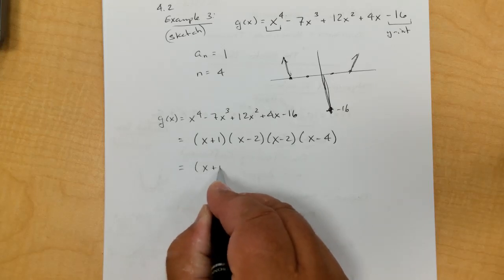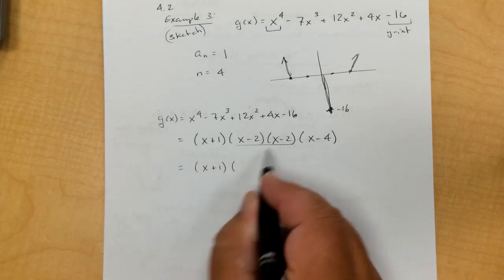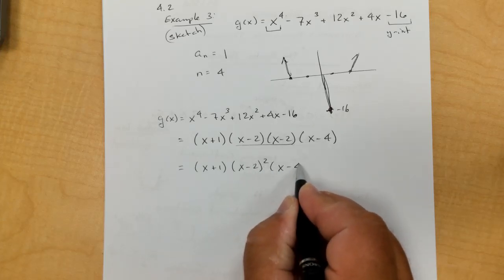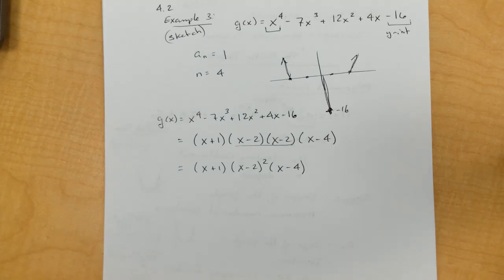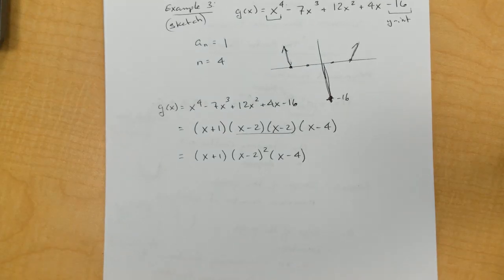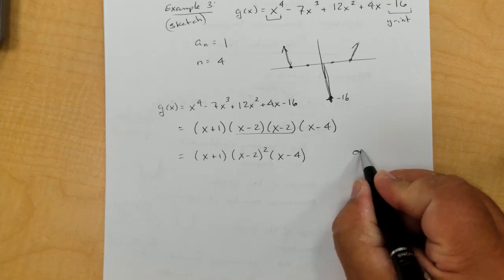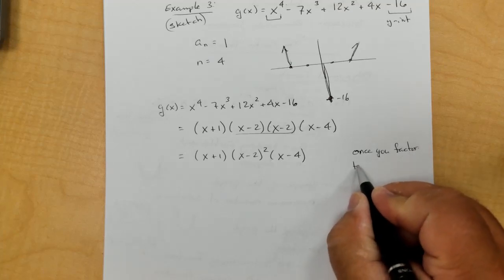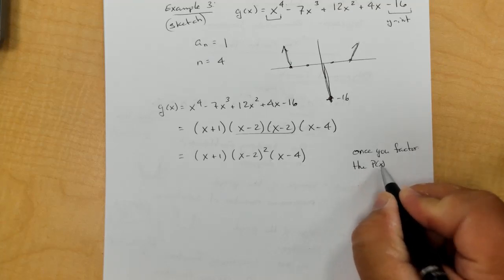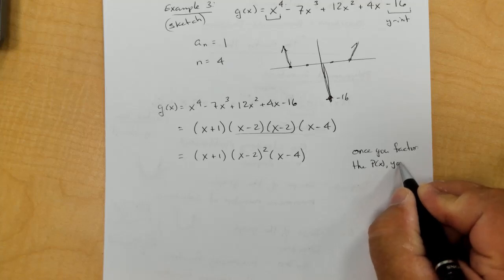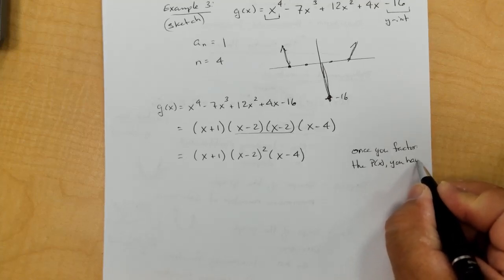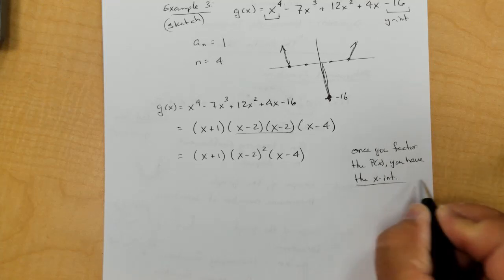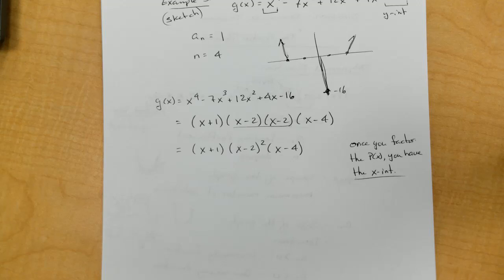Looking at this, see that there's 2 of those. So once you factor the polynomial, you have the x-intercepts. So what are my x-intercepts?